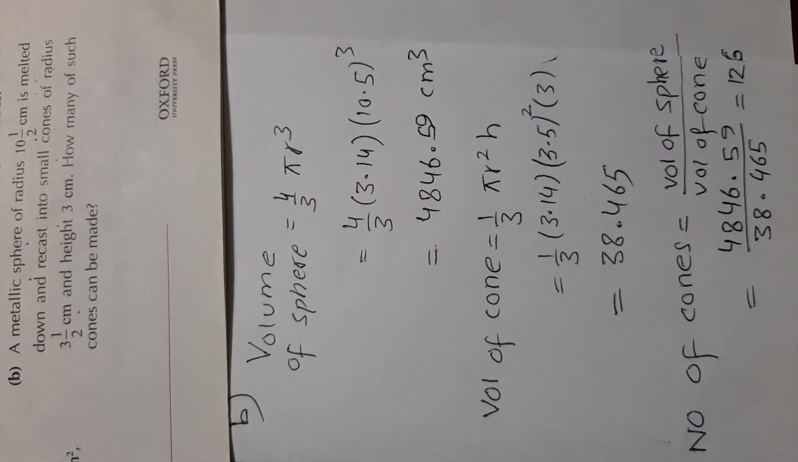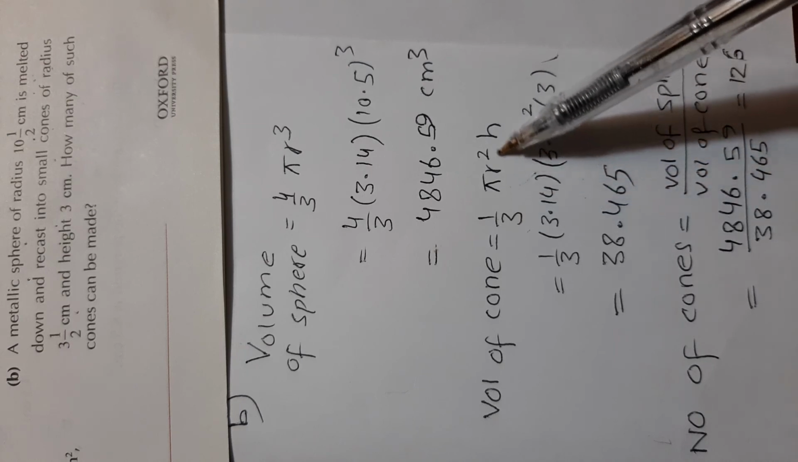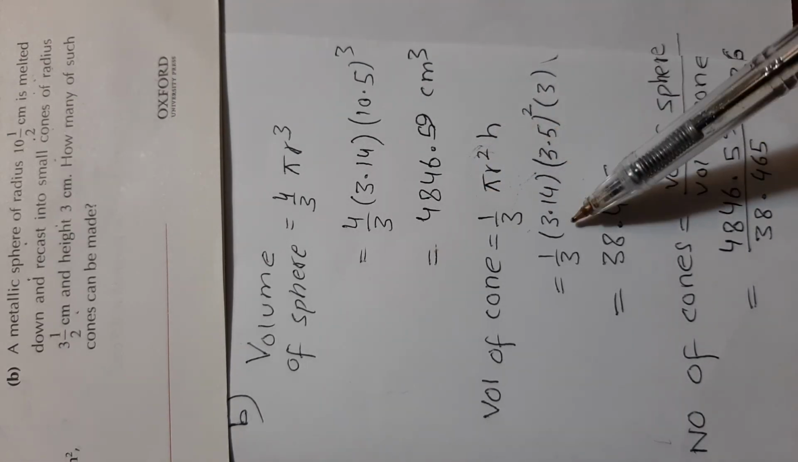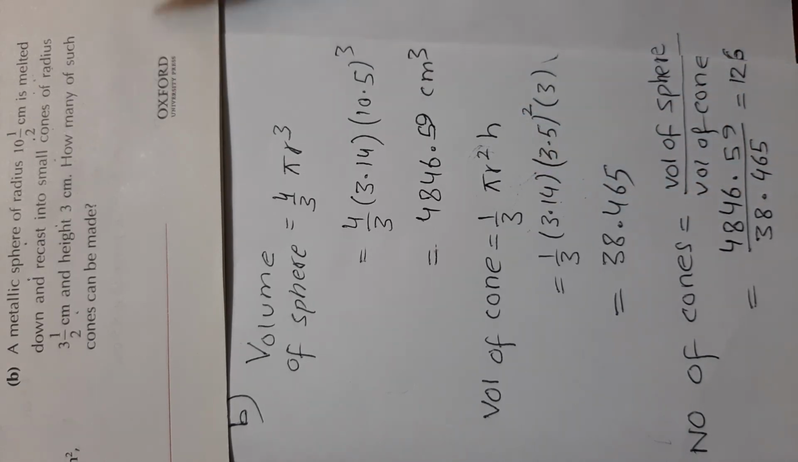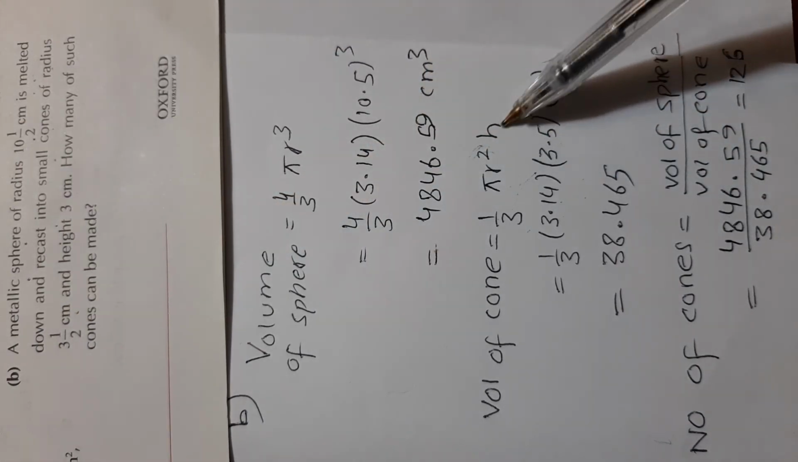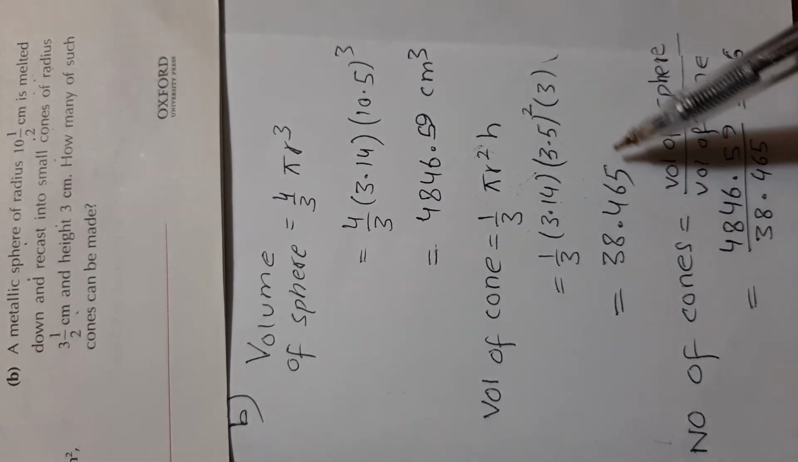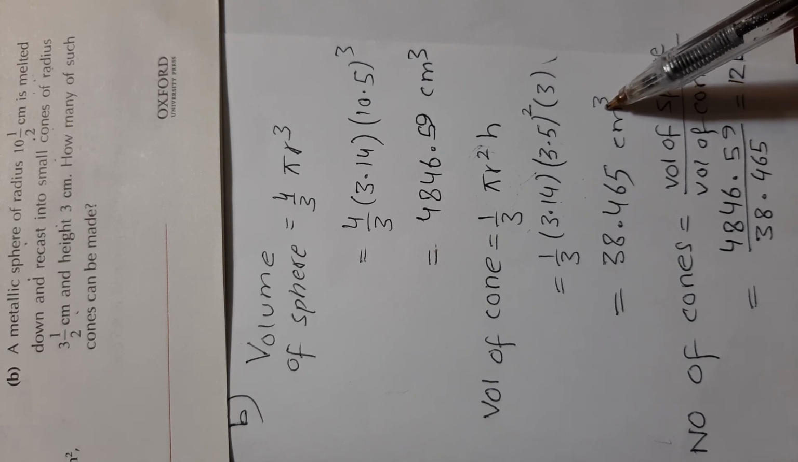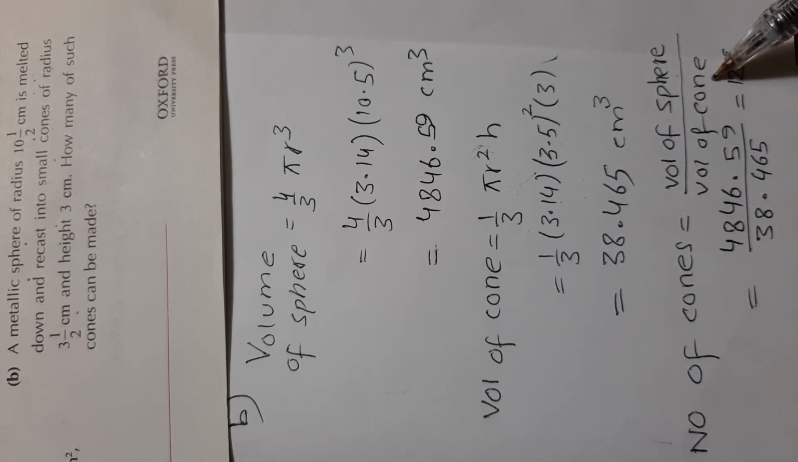This is melted. Now the volume of one cone: the volume of a cone is 1 by 3 base area. The base of the cone is a circle, so the area is pi r square, into h. Pi is 3.14, r of the cone is given, this is 3.5, 3.5 square, into h of the cone, which is given, 3 centimeter. So the volume of one cone is 38.465 centimeter cube. The number of cones will be equal to the volume of the sphere divided by the volume of the cone.